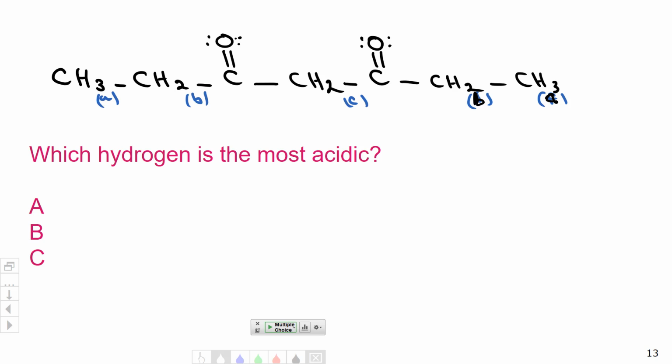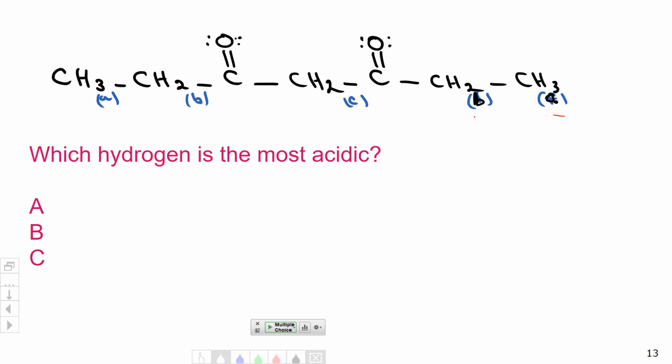dealt with a monoketone with only one C double bond O in the molecule. Now, we're going to see examples where we have 2 carbonyls. We call it a dicarbonyl compound. Let's start with this simple question. Which hydrogen is the most acidic between A, B, C?